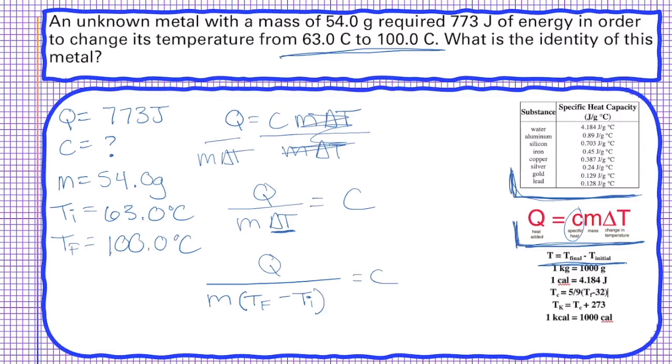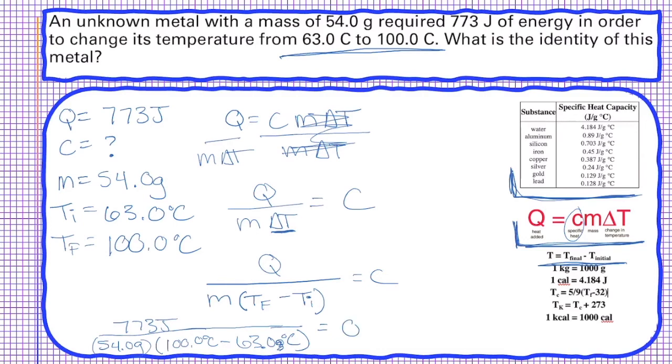And now I just need to plug in my variables. So I have 773 joules divided by 54.0 grams. Kind of running out of space here. And then my final temperature is 100 degrees Celsius. And my initial temperature was 63 degrees Celsius. Oops, that's degrees Celsius.